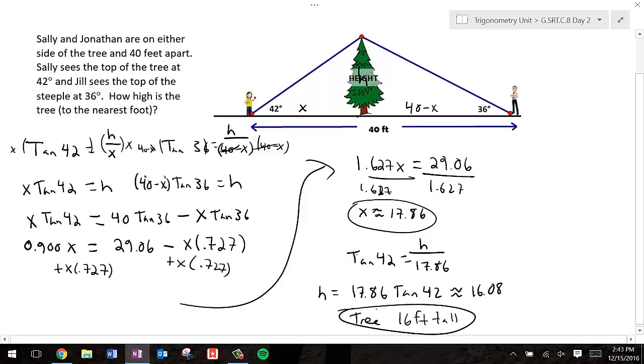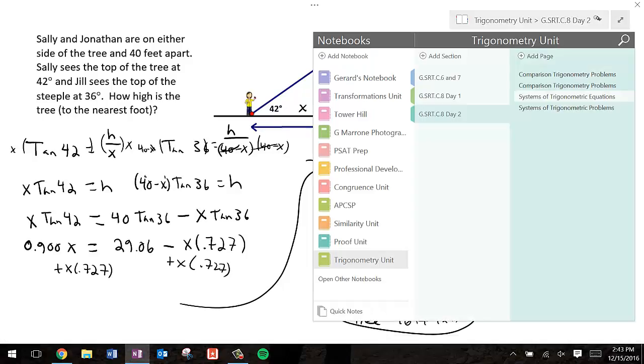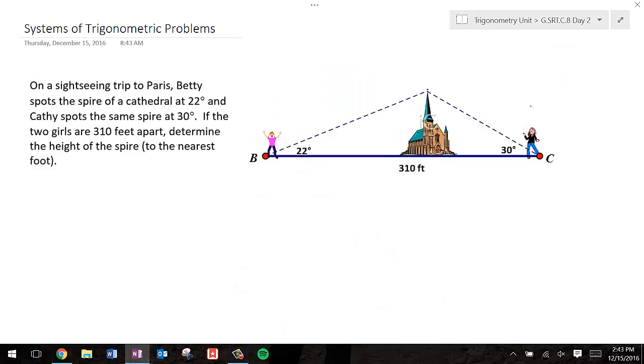So we had to use a little bit of algebra there and get a little creative, but it is possible for us to solve a problem like this. So you've got one more I want you to look at. Once again, we're going to use the same process here. We've got Betty and Kathy, and they're in Paris. So I want you guys to see if you can solve this. I'm going to pause the video and put in all the work, and then I'll let you guys see the answer as well.